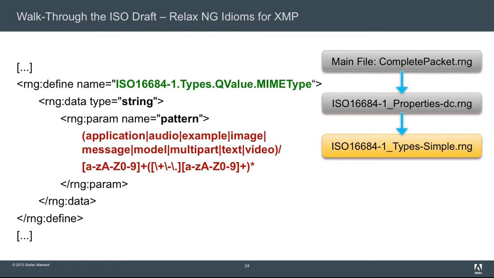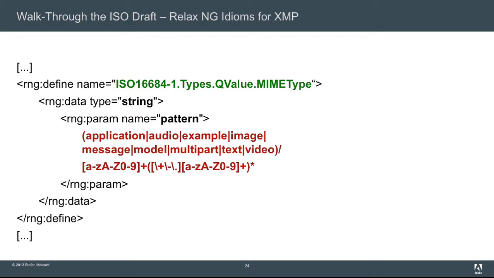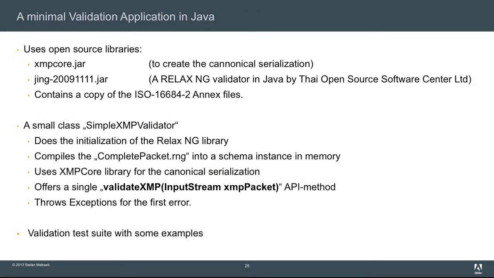And this would come in handy if you write a validator. Then you can just pick this regular expression and use it in the validation. So it's already in the schema, which is very nice. Okay, next is basically the annexes, how they look. Now I have some time left, then I would like to talk about a minimal validation application in Java.